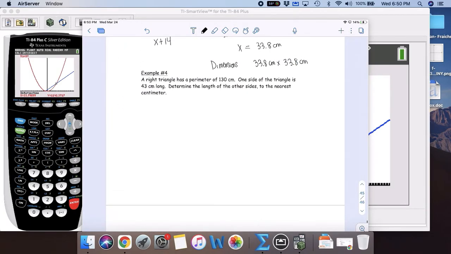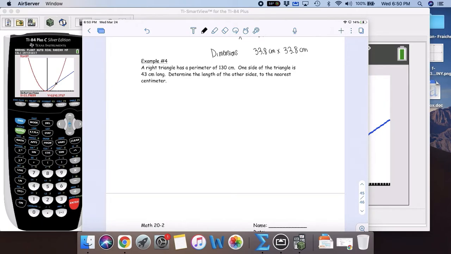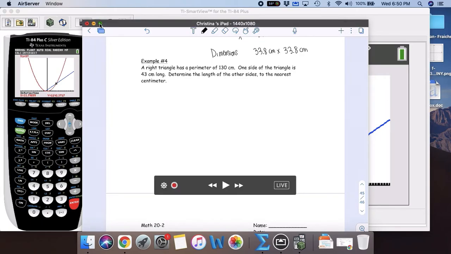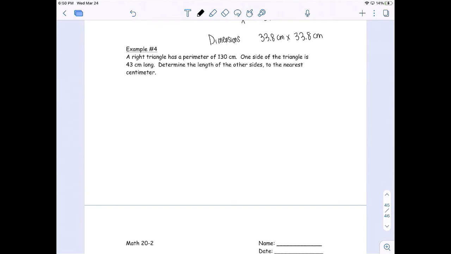Our last example, example number 4, we have a right triangle now. Remember how I was saying at the beginning that if you have a right triangle, you're going to have to use the Pythagorean theorem. I'll start by drawing a right triangle with a 90-degree angle in the bottom left corner. We can label the sides A, B, C, with C being the hypotenuse. Pythagorean theorem is always a squared plus b squared equals c squared.